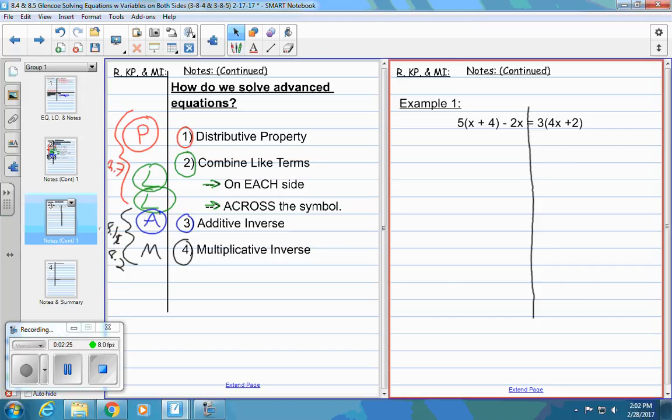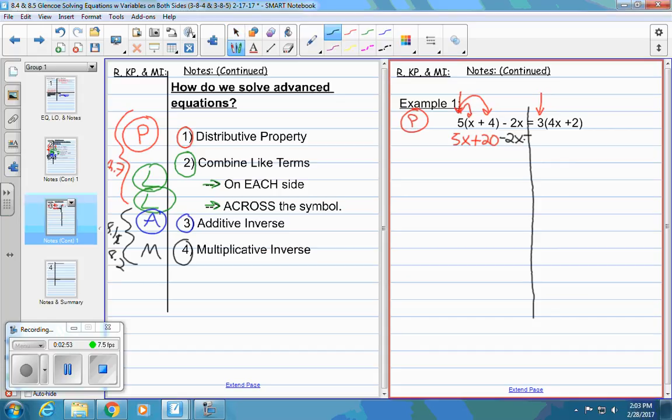Okay, so step 1, distributive property. Well, I have 2 different distributive properties. I have the 5 I need to distribute and the 3. And we're going to do them from left to right. So this first step is distribute. 5 times x is 5x. 5 times positive 4 is plus 20. The minus 2x was not in the grouping symbols, so we bring it straight down.